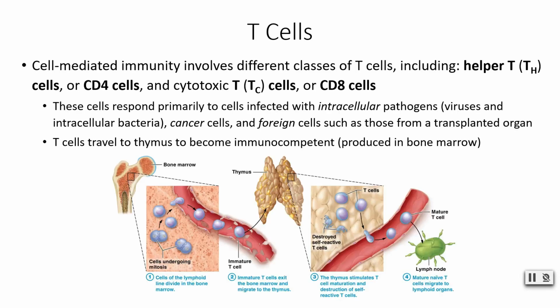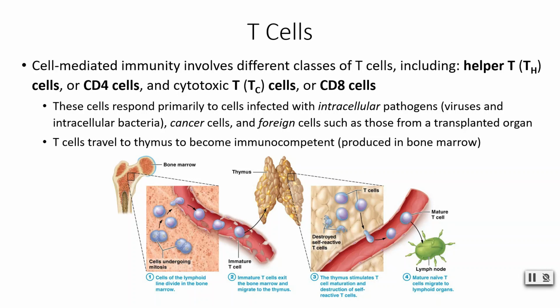In this recording, we're going to discuss adaptive immunity, and we'll start with cell-mediated immunity. Your T cells are your cell-mediated immunity. We have two different types. We have T helper cells, sometimes known as CD4 cells, and we have cytotoxic T cells, sometimes referred to as CD8 cells. These cells are going to be primarily involved in fighting against intracellular pathogens. So any type of pathogen, a virus, a bacteria, anything that has invaded our cells.